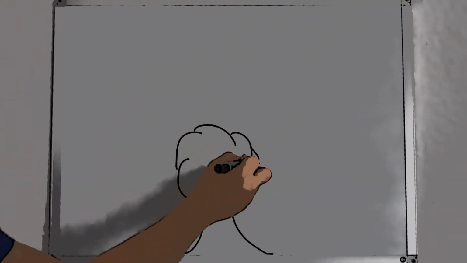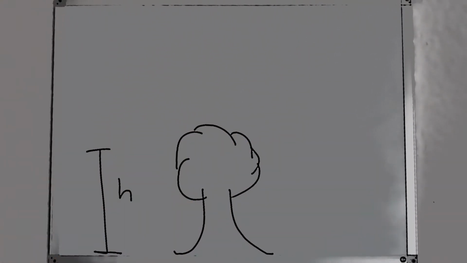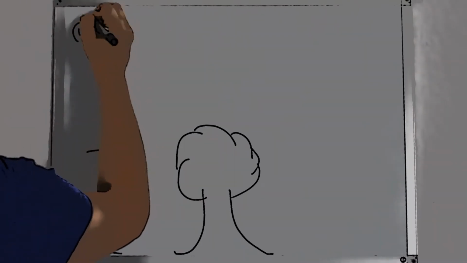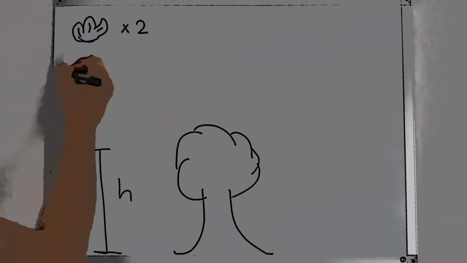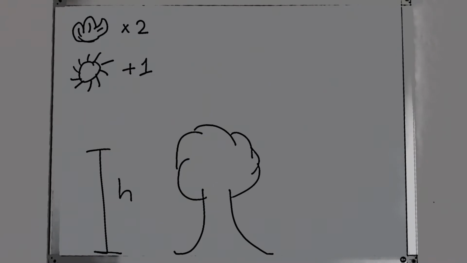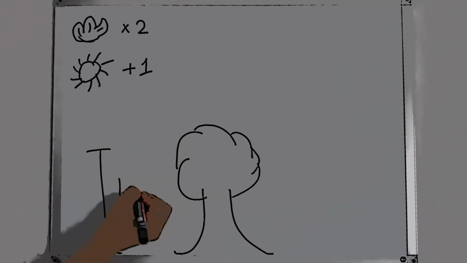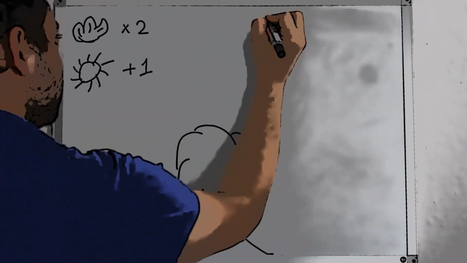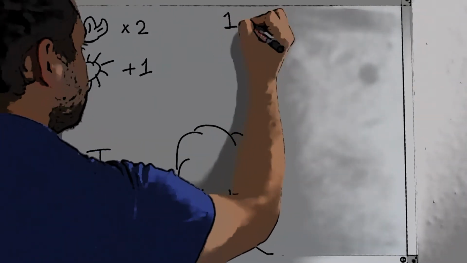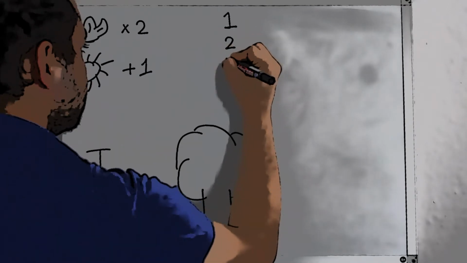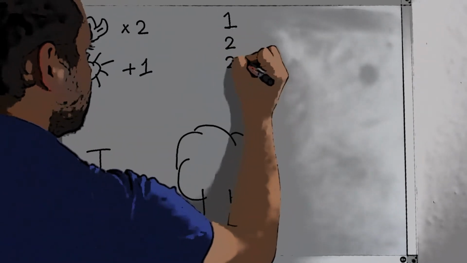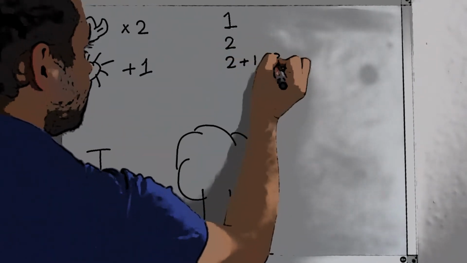So we have a tree that grows in a very specific way. In spring, it doubles in size, and in summer, it grows by 1 meter. So let's say we start with a height of 1 meter. Spring comes, it doubles in size, so now it's 2 meters. And then summer comes, so now it's 2 plus 1, 3 meters.